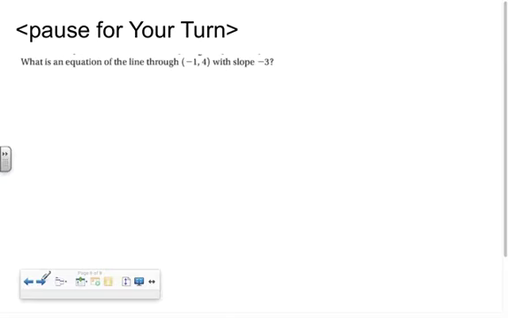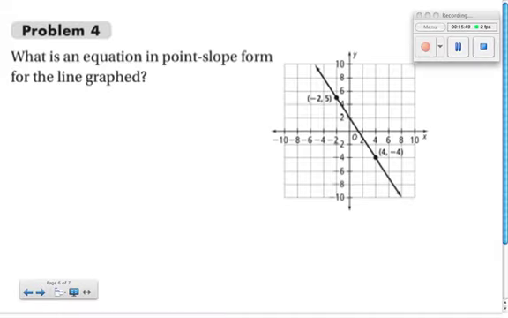Pause a moment to work through the Your Turn below. Continuing, given a graph, can I come up with the equation?